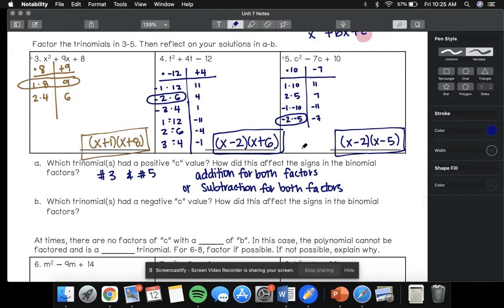Okay, which trinomial has a negative c value? Okay, so it looks like number 4 had a negative c value because it was negative 12. How did that affect the signs of the binomial? Okay, what if I look at my answer? Okay, the factors. Looks like one had to be a subtraction sign and one had to be an addition sign. And again, that makes sense. When we multiply a positive and a negative, we would get a negative c value.